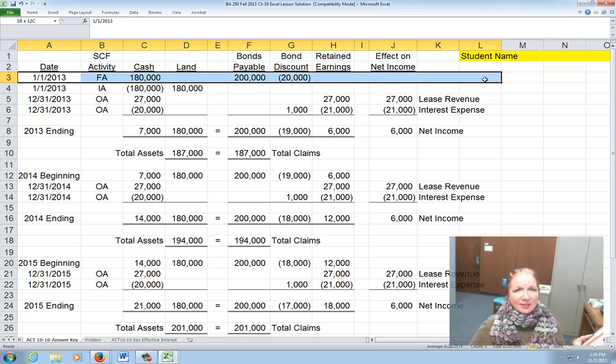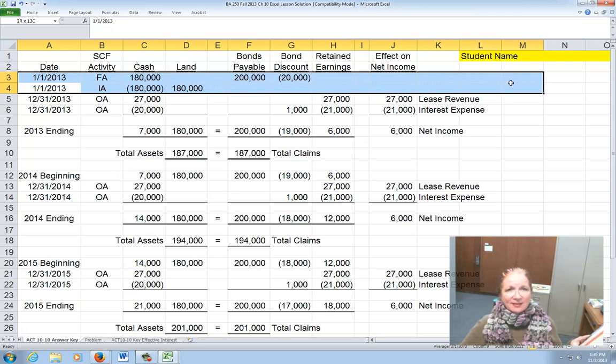So we're going to look across here at these transactions, and the first one is the sale of the bonds. So it's a financing activity. It brought in $180,000 in cash, and it set up a bonds payable of $200,000, and it gave us a $20,000 discount because it sold at 90%. So 90% of 200,000 is 180, and the difference between 180 and 200,000 is a discount of 20,000. So that's the first transaction.